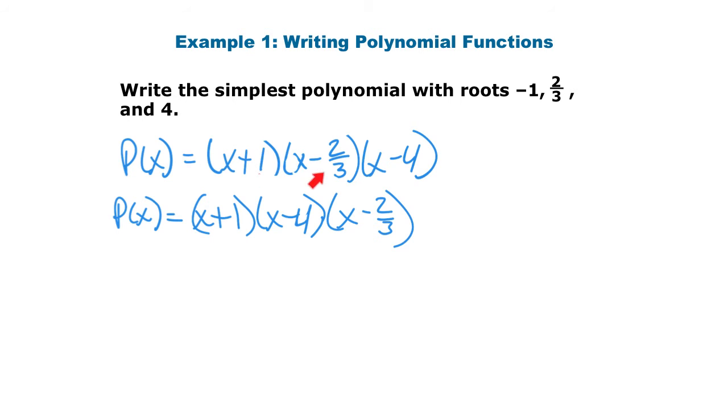Here are my three factors written out because of these three zeros. And here I just rearranged because I'm going to multiply these two together first. I'll save the fractions until the end just because that will be ickier.